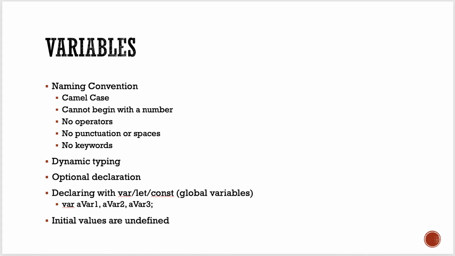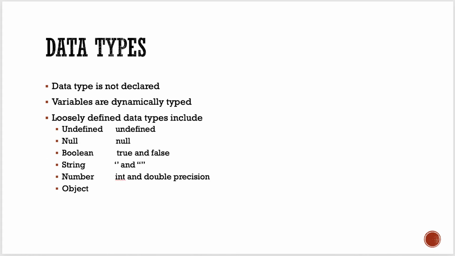The initial values for variables are undefined. While one might not need to declare data types for variables, and variables are in fact dynamically typed, the loosely defined variable types include undefined, and really undefined is any variable that has been declared but not initialized. Variables can be null, Boolean, or string variables, and string variables need to have opening and closing quotes. You can have number variables, and within number variables, it's integer and double precision. And finally, objects. You can also have objects in JavaScript.